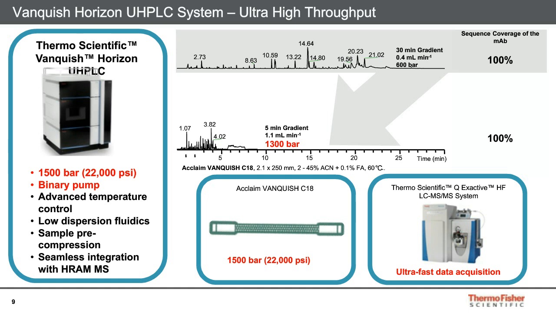Interestingly, in this speed-up method, we see that the sequence coverage, this was an LC-MS experiment, was always 100%, also for a 5 minute gradient. And in this specific case, the Thermo Scientific Q Exactive HF enabled this, because it has a very fast data acquisition, and therefore you can really process also very narrow peaks.